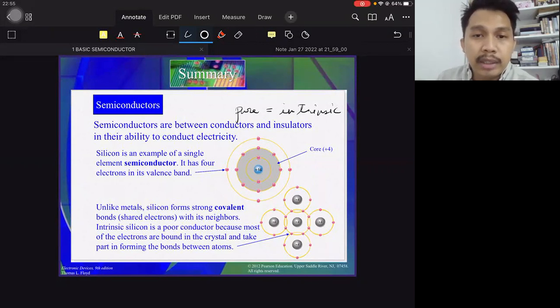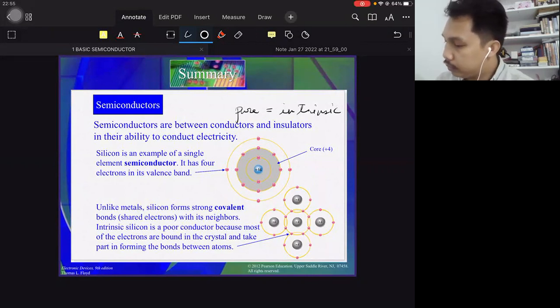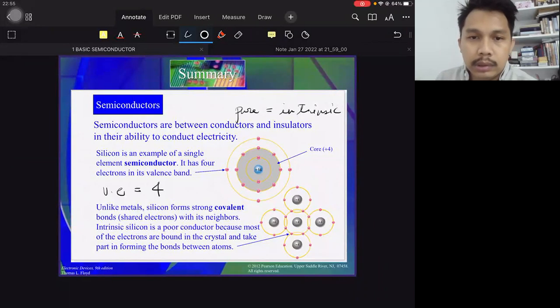The single-element semiconductors are characterized by atoms with 4 valence electrons, similar to our example earlier in the case of silicon. Also, silicon is the most commonly used semiconductor.